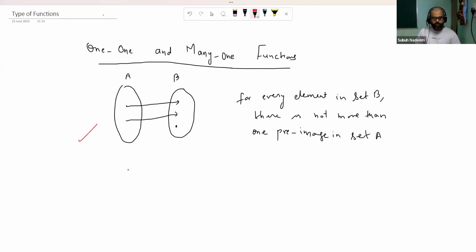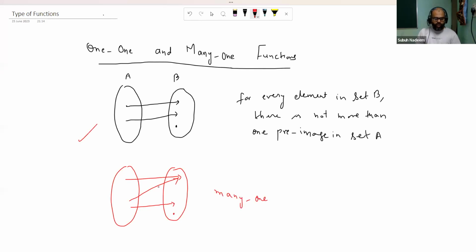So this is okay. But if we do something like this, that this is here and this is like here, and here this is like this, and then this. So this is many one. As the name suggests, many are mapped to one. So two elements are mapped to one element. So it is many one. Here it is one one.